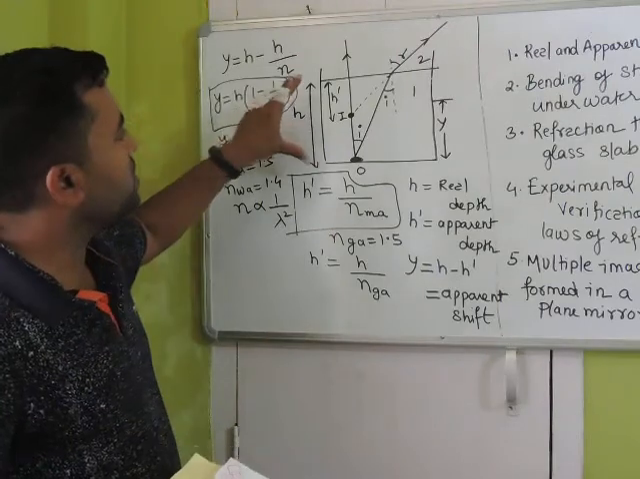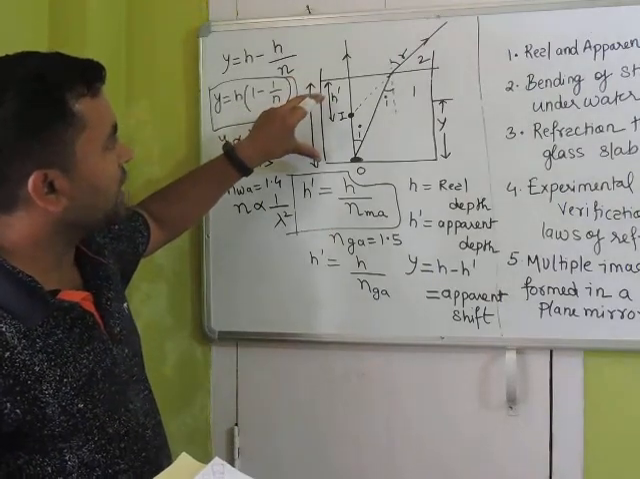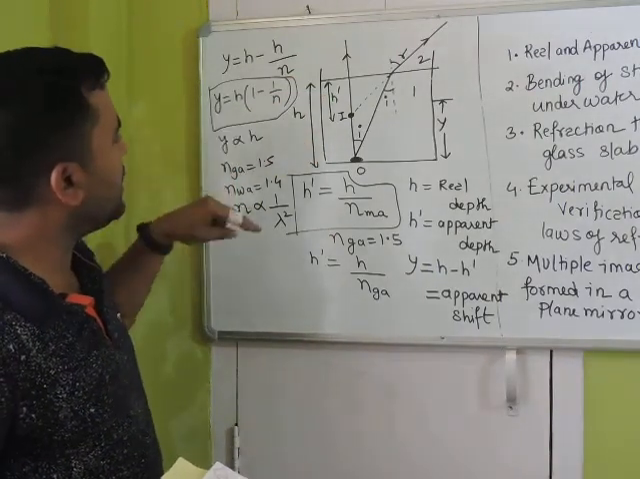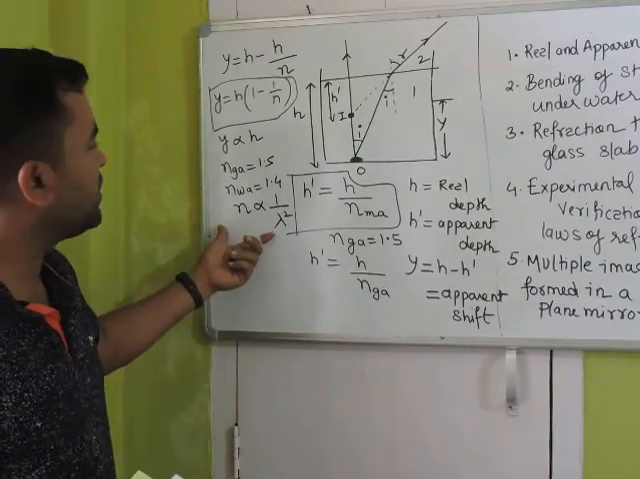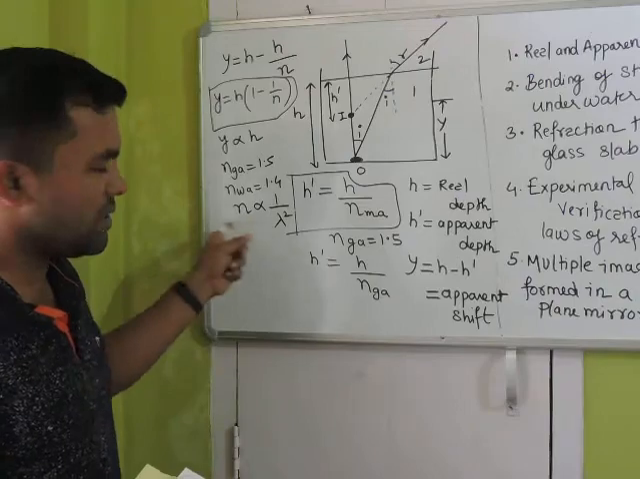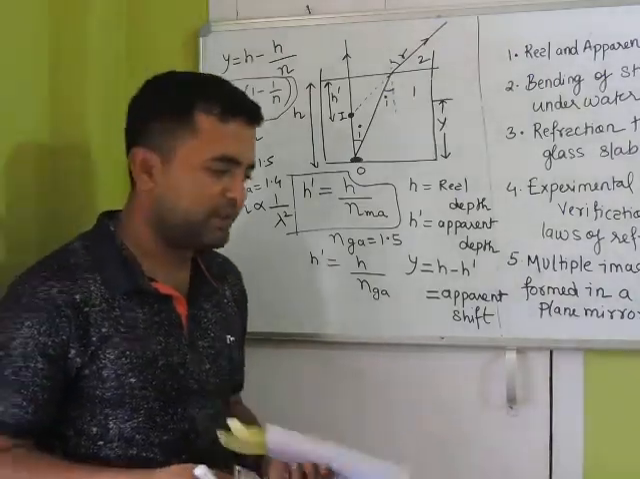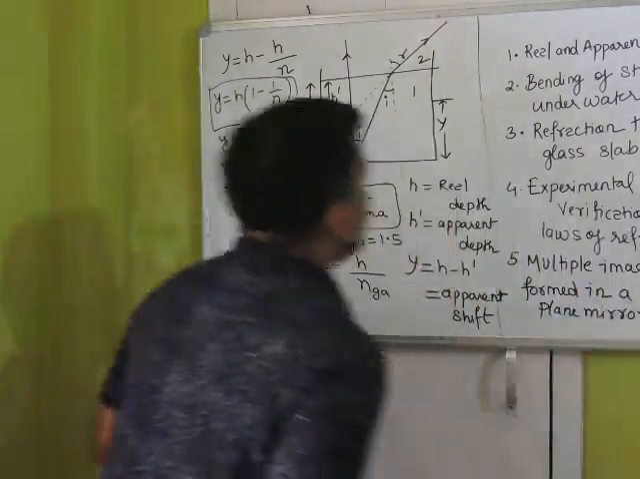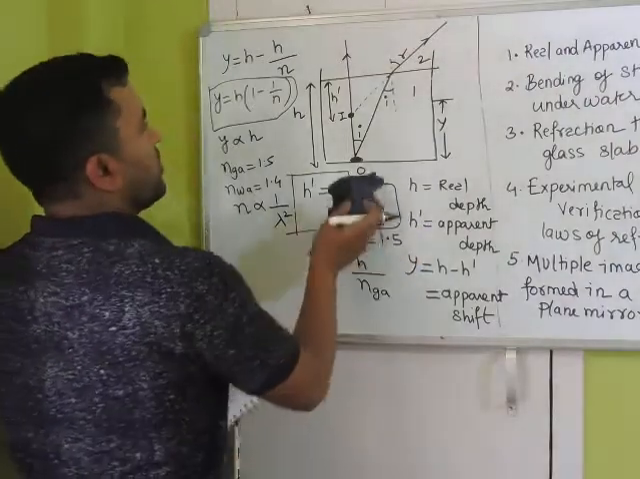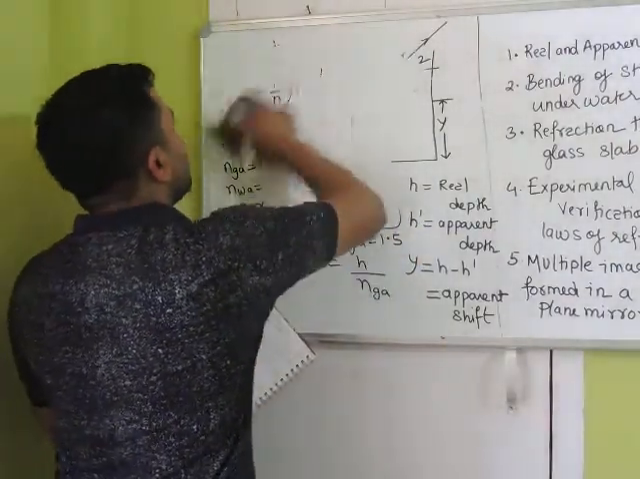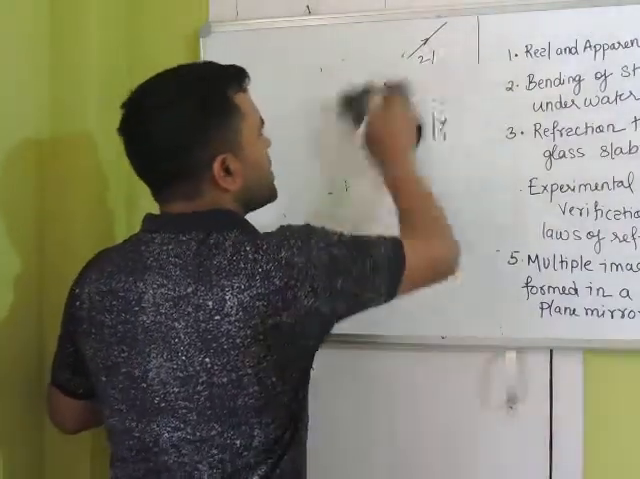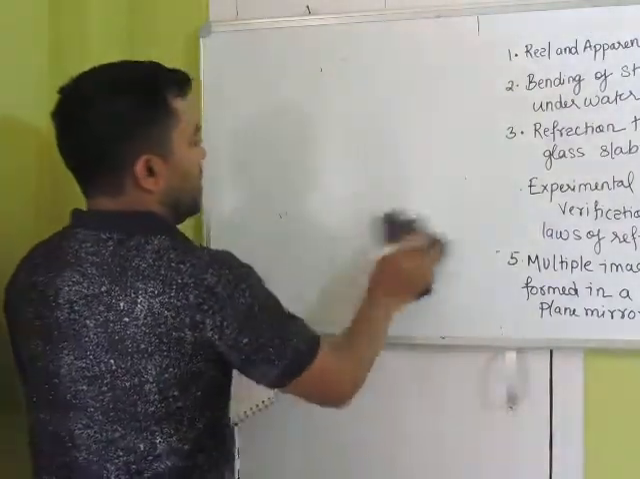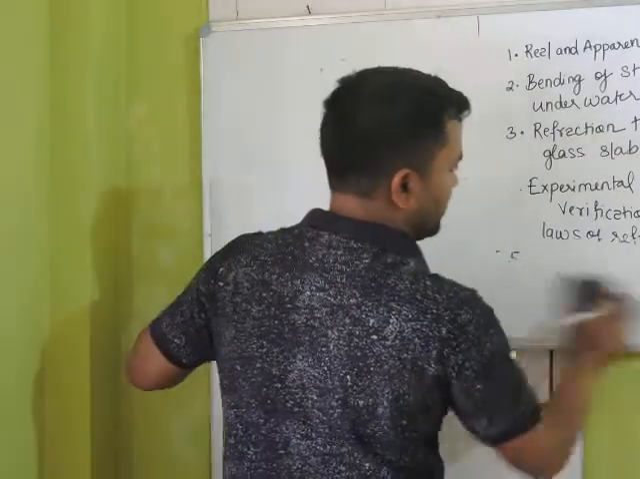One will be H, how much the denser medium is extended. Second is refractive index, and third is going to be wavelength. Okay, since refractive index and wavelength are related. Now the second case: in the first case the object was present in the second medium, and we were looking from the first medium.